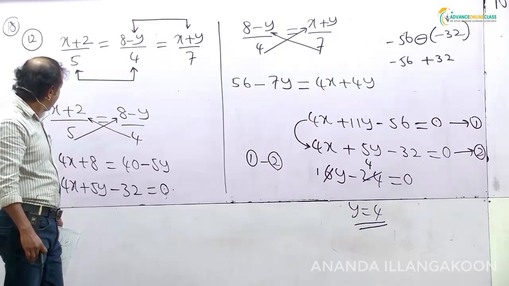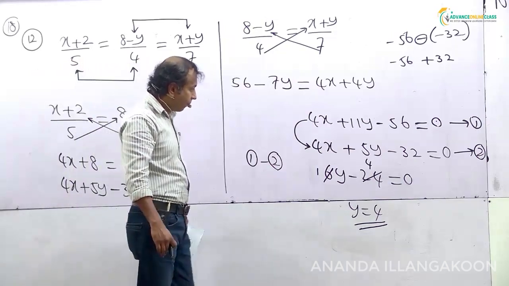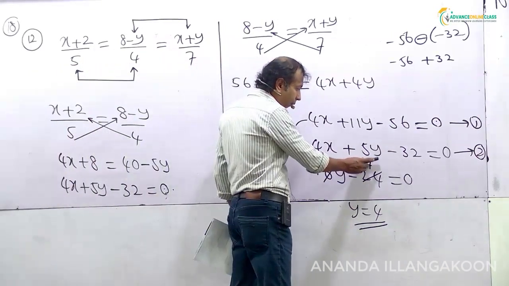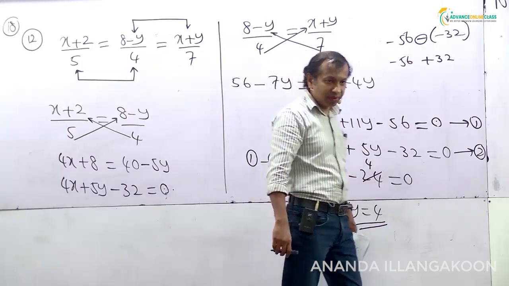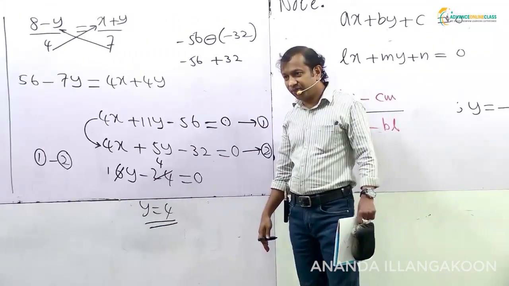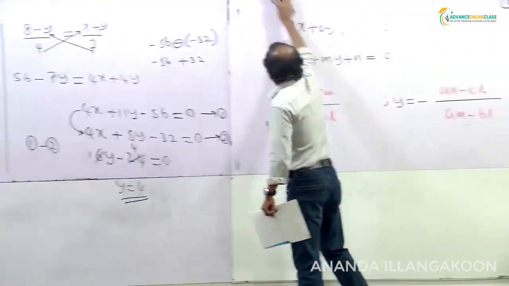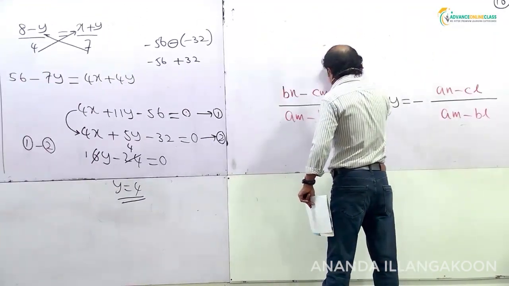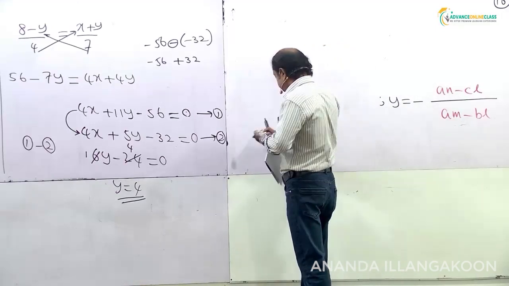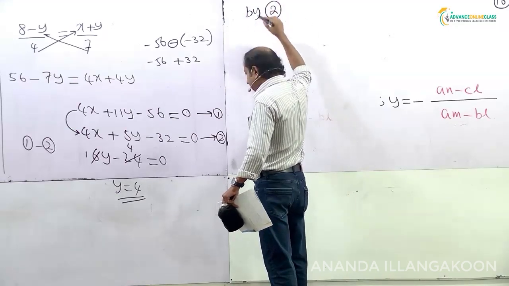Now this y equals 4, we will substitute in number 2, or 1, whichever you like. That shortcut also you can use, but this is much easier, no? Rather than using the shortcut. Now by number 2, we can take the answer.